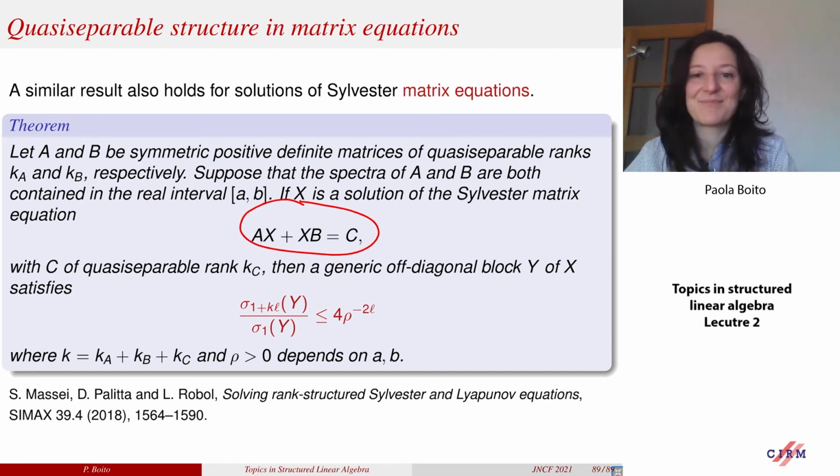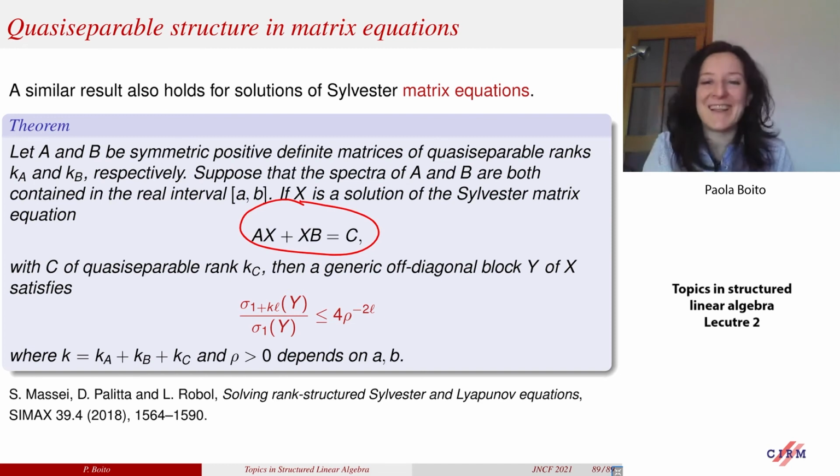Vas-y Bernard. Je peux poser une question. Donc, tu as montré dans les expérimentations un comportement stable des méthodes pour ces matrices quasi séparables. Est-ce qu'il y a un gain en performance? Comment ça se comporte en pratique si on exploite cette structure? Est-ce qu'on a un gain significatif?